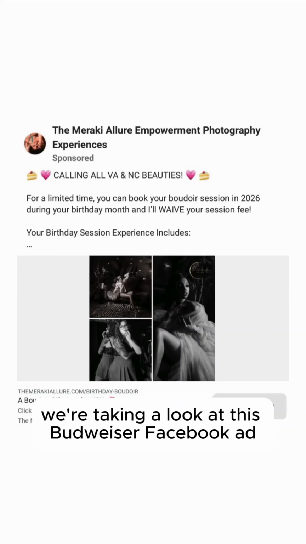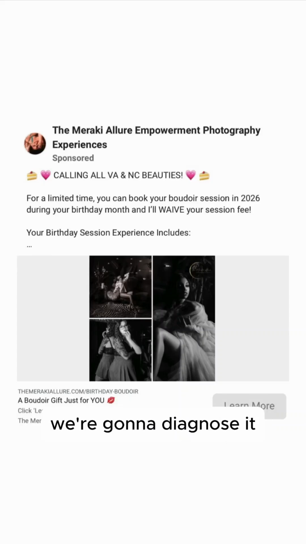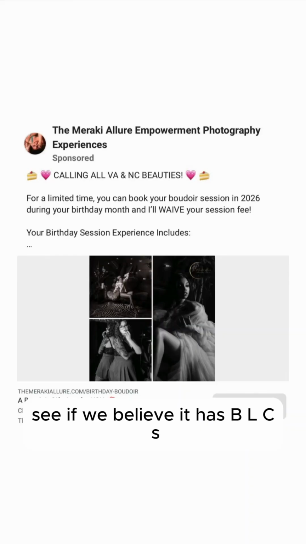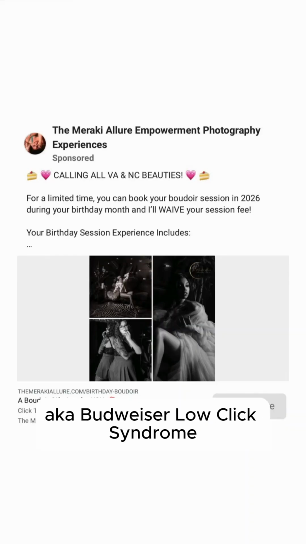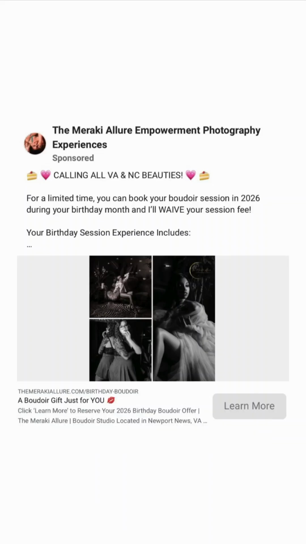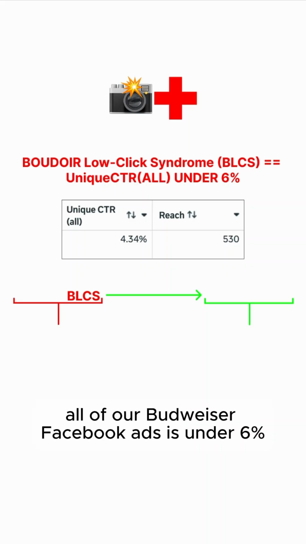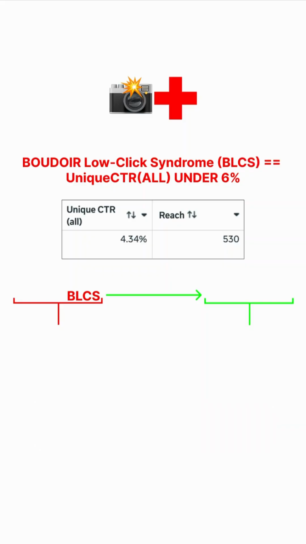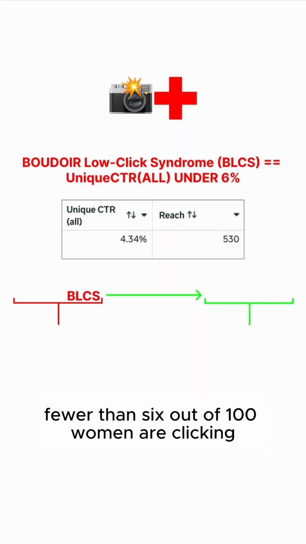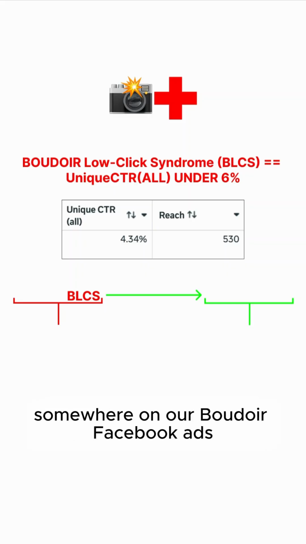All right, y'all, we're taking a look at this Boudoir Facebook ad. We're going to diagnose it, see if we believe it has BLCS, aka Boudoir low click syndrome. BLCS is when the unique CTR of all our Boudoir Facebook ads is under 6%. So this means fewer than 6 out of 100 women are clicking somewhere on our Boudoir Facebook ads.